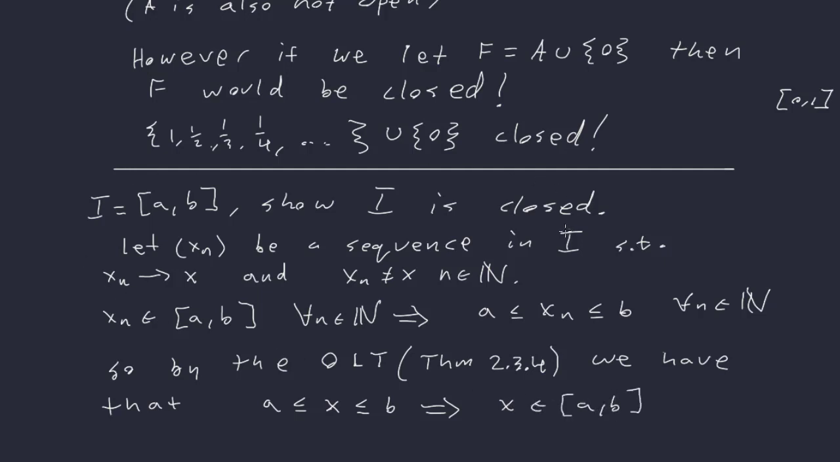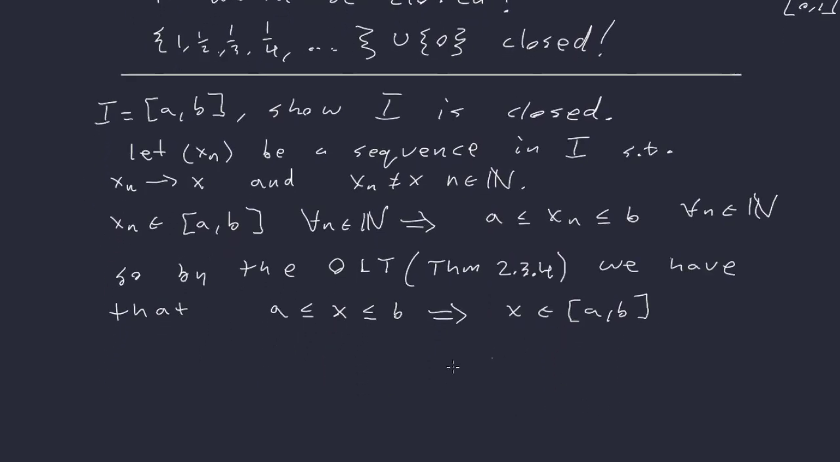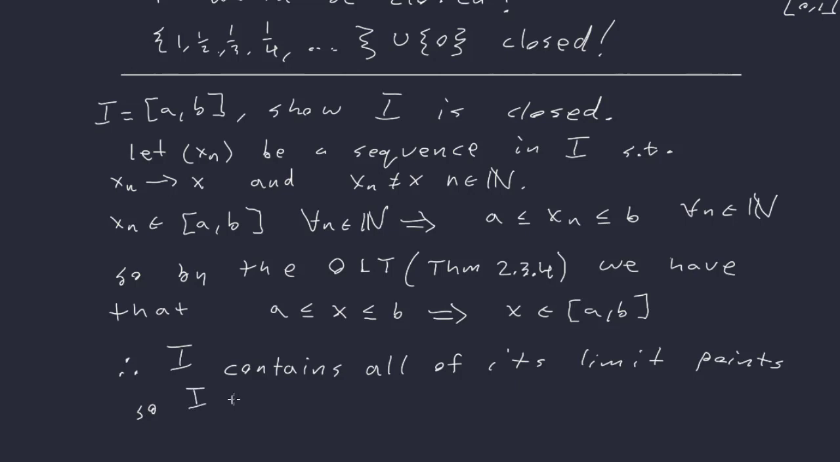Now, this was an arbitrary sequence in this interval, and we got that its limit was in the interval. Therefore I contains all of its limit points. So I is closed.